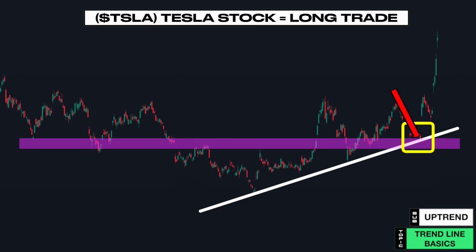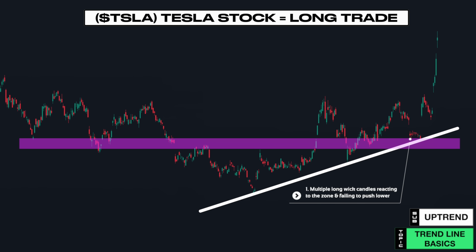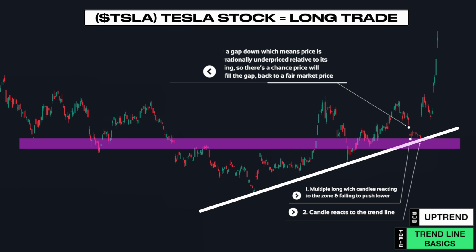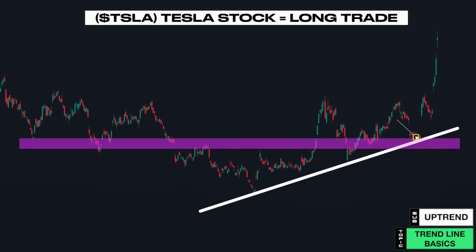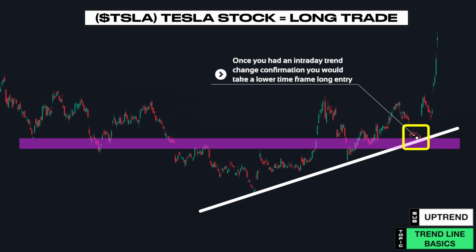Once price comes down to the area, the trade setup came in multiple parts. First, you had multiple long wick candles reacting to the zone and failing to push lower. Second, you had a candle react to the trend line. Third, you had a gap down, which means price is currently irrationally underpriced relative to its recent pricing. So there's a chance that price will reverse to fill the gap back to a fair market price. Once you had an intraday trend change confirmation, you would go to the lower intraday timeframes and take a long entry. Let's show this again.